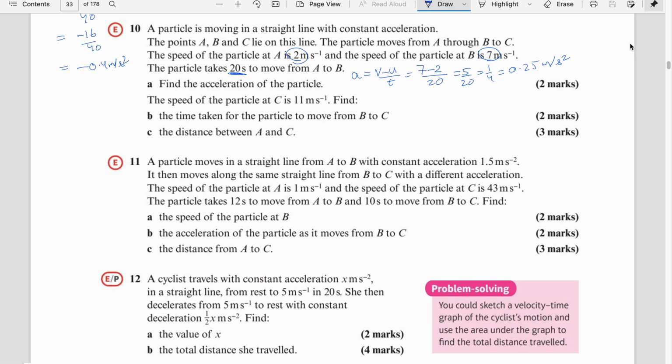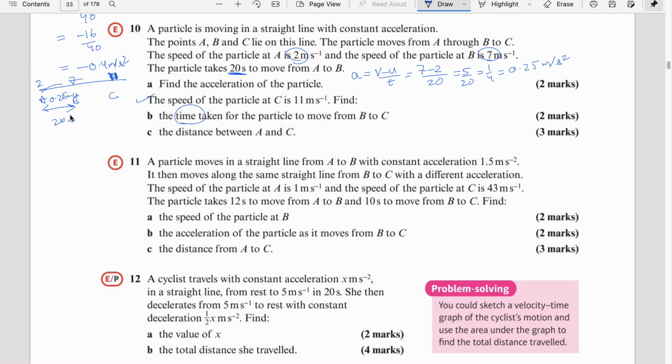The speed of the particle at C is 11 meters per second. Find the time taken for the particle to move from B to C. Now, if we just summarize, this was A, this was B, this was C. From A to B, speed at A was 2, then 7, then 11. This time right here is 20 seconds and the acceleration is 0.25 meters per second squared. Now speed at C is 11 and we need to find the time.